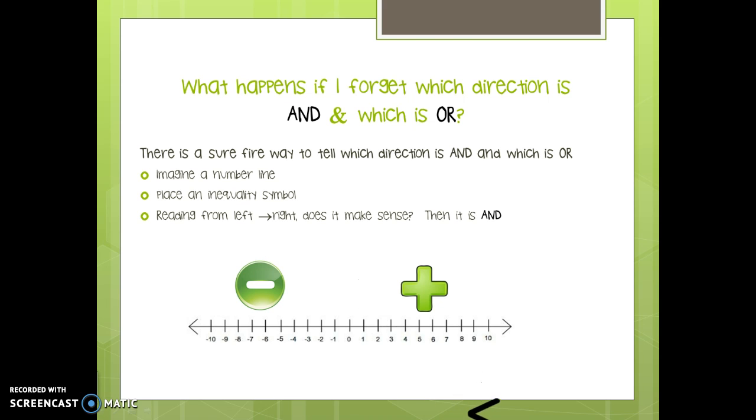So dropping that out, if your inequality symbol happens to be facing in this direction, just imagine the same number line. And again, read from left to right. Negative numbers are greater than positive numbers. Does that actually make sense? If not, then it's an "or" statement.